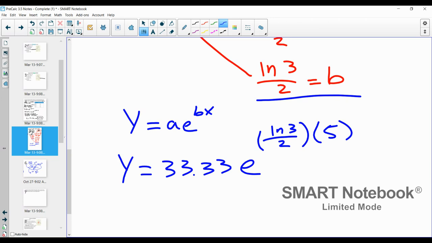So the first thing I'm going to do is the ln of 3 divided by 2. Take a step back here. The ln of 3 divided by 2, times 5. And that gave me 2.74653, some long decimal. And I'm going to do e raised to that.